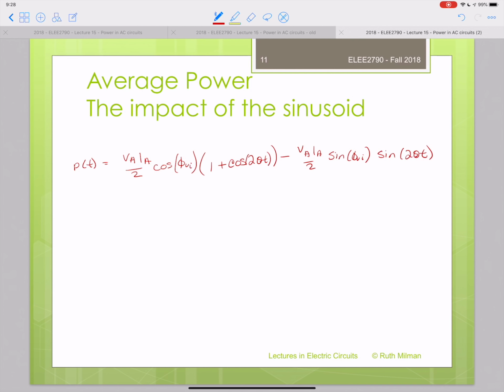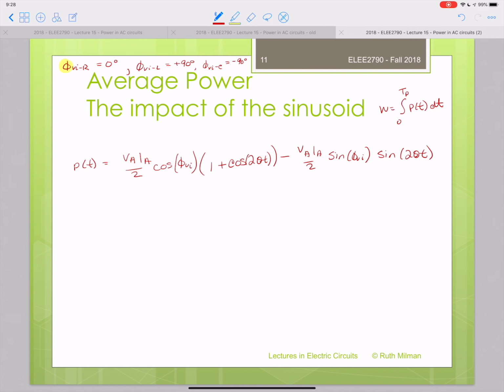Now, we know that if we want average power, we simply look at the work. We have to take the integral over an entire period of the instantaneous power. And when we do that, we figured out a lot of interesting things. First of all, for a resistor, the angle between the two is 0. For an inductor, the angle between the two is plus 90 degrees. And for a capacitor, the angle between the two is minus 90 degrees.